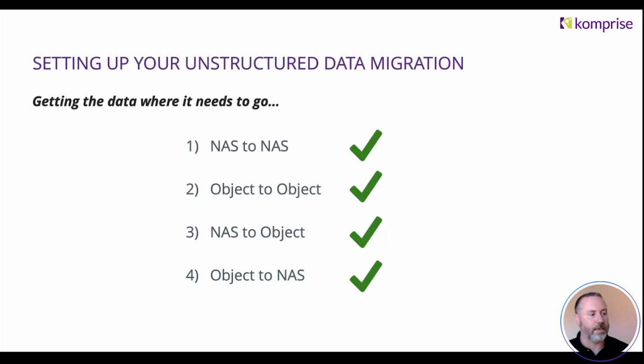Well, NAS to NAS, object to object, NAS to object, or object to NAS. So let's rewind to number one, NAS to NAS. What do I mean there? Well, that's SMB to SMB, NFS to NFS, multi-protocol, migrating double byte characters, special characters, long path names, using snapshots as a source, and even automatic share creation.